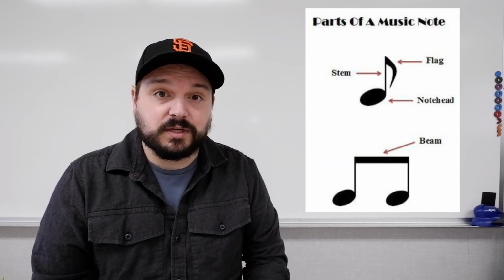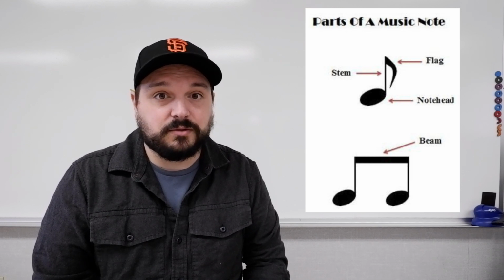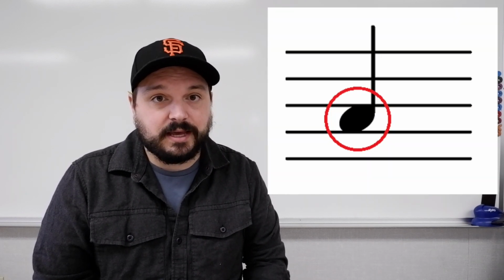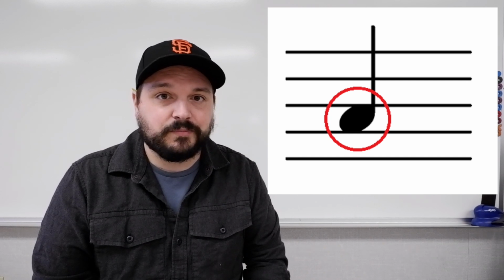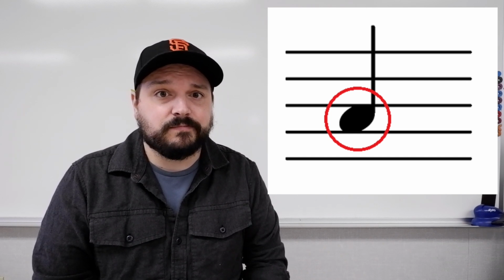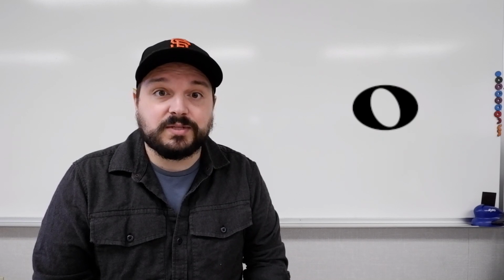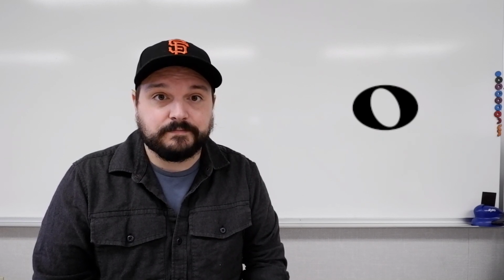So the first thing you're going to need to know about music notes is, well, what is a music note and what makes a music note a music note? Well, as you can see from this picture here, a music note has a few different parts to it. So the first thing that all music notes have is a head. Now, the head could look solid like this one. The head could look hollow like this one. Regardless, the music head is the first part of the note.